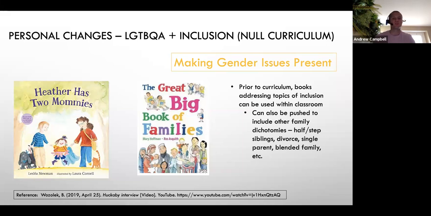So in making these gender issues present, we're increasing the representation of the LGBTQA community, but we're also able to use the universal design of learning and be inclusive across other types of families.